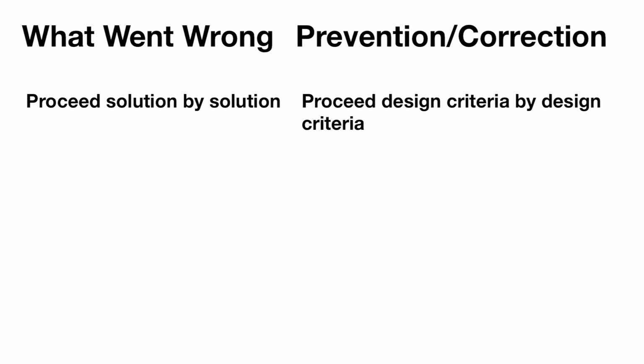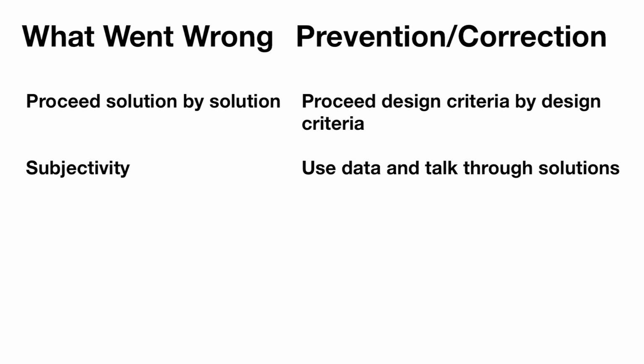A second reason is that there was considerable subjectivity when going through the screening Pugh matrix. This can often happen when there's a champion on your team for one particular solution. Teams that move through subjectively are often pulling the plus, minus, and zero out of the air instead of using data to drive their solution.